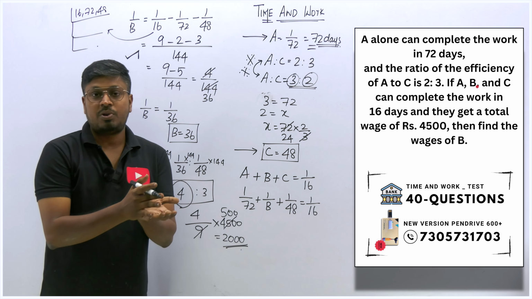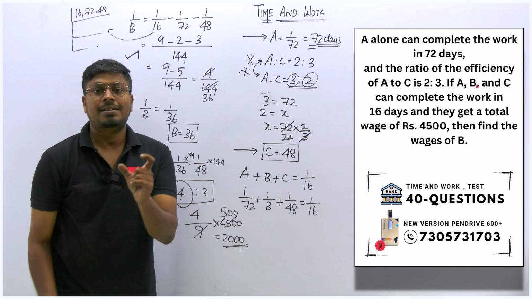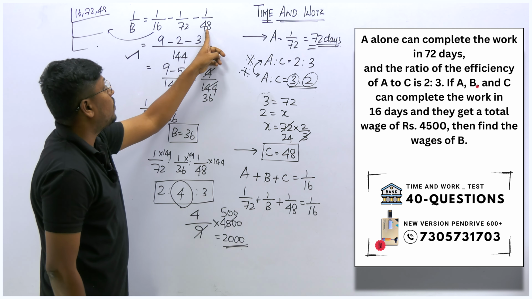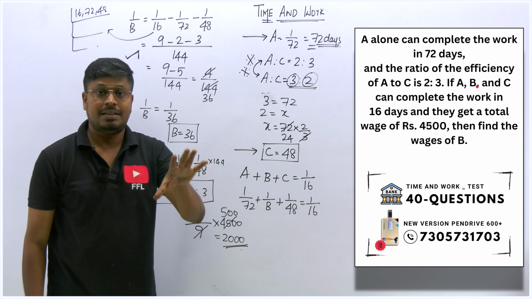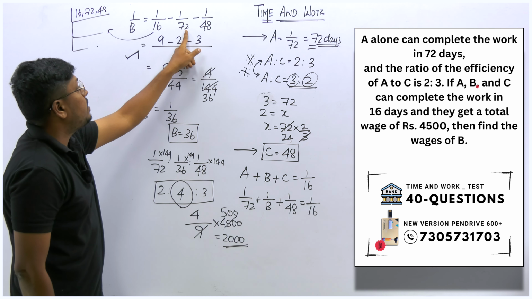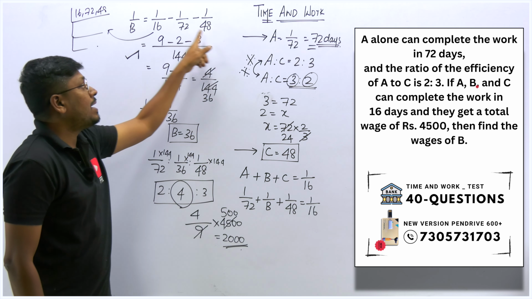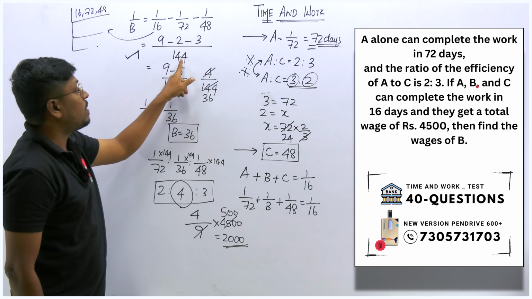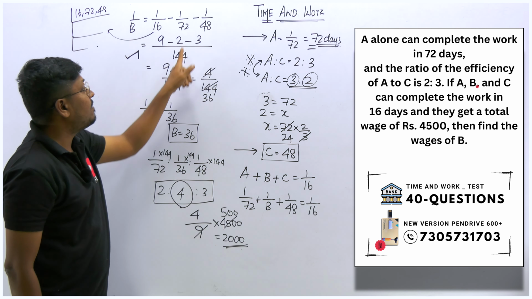In the LCM topic itself, I have told you how to find an LCM easily. First target the larger number. So here you can see 16, 72, 48. So the highest number will be 72. Right? We have to check whether 72 is divisible by both the remaining numbers. So 72 we can divide by 16, but 72 we can't divide by 48. So what I did is we multiplied by 2, 72 into 2. 72 into 2 is 144. So now 144 is divisible by 16. 144 can be divided by 48.